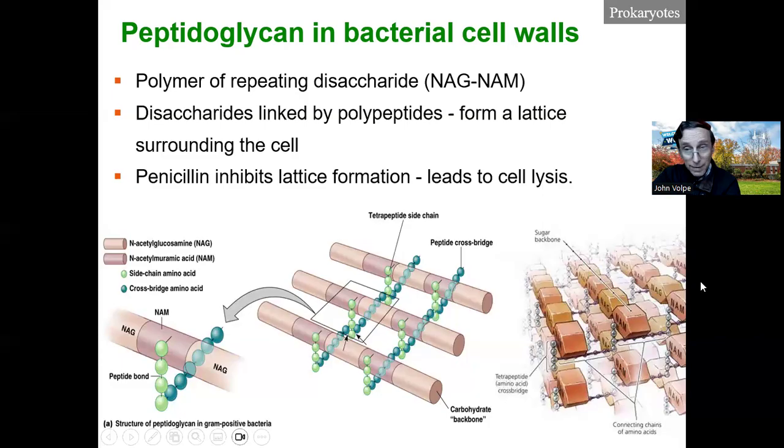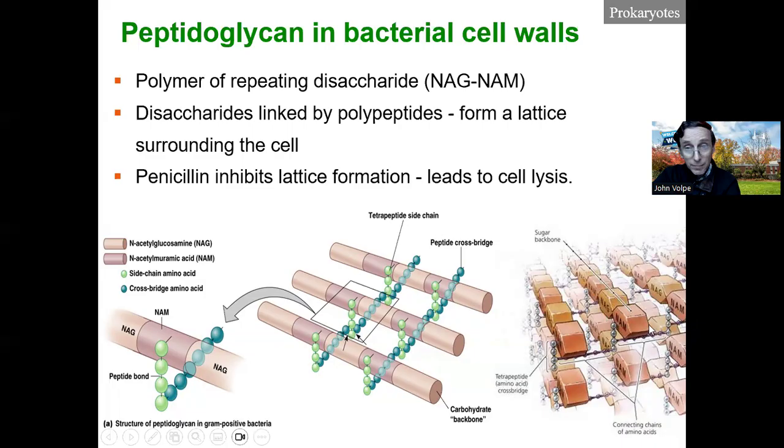And actually, this is a plane. And there's another plane of NAG and NAM underneath it. And the planes are hooked together. The NAG and the NAM rows are hooked together by the short peptide polypeptides.